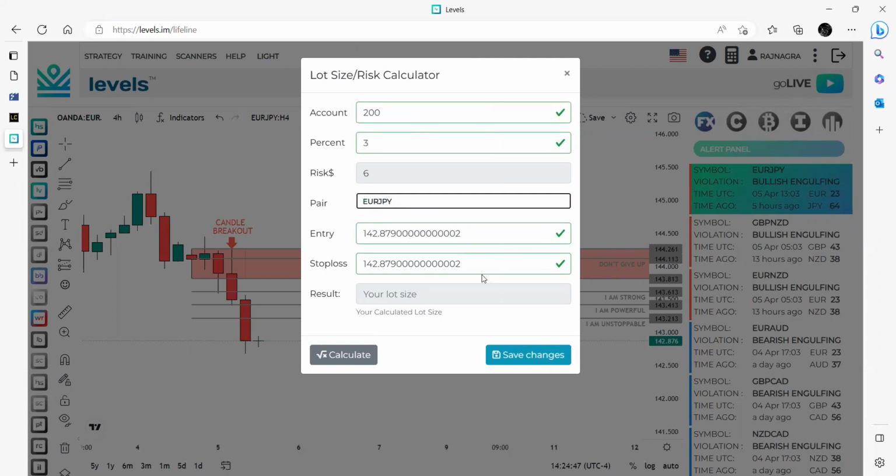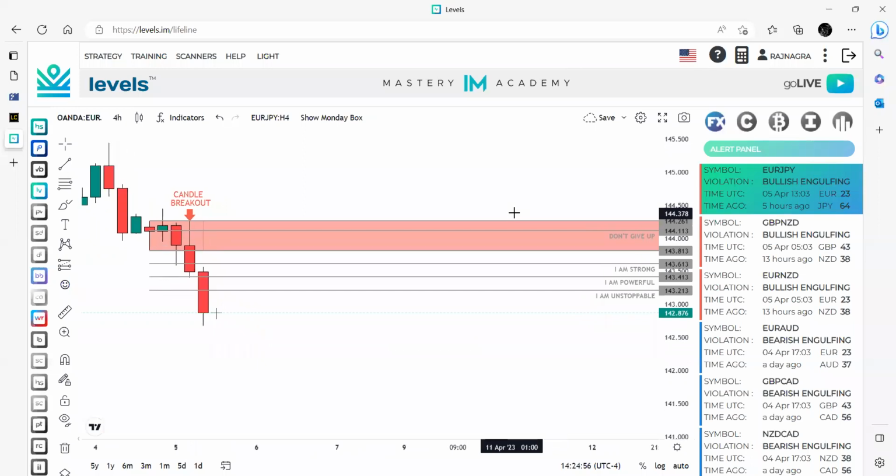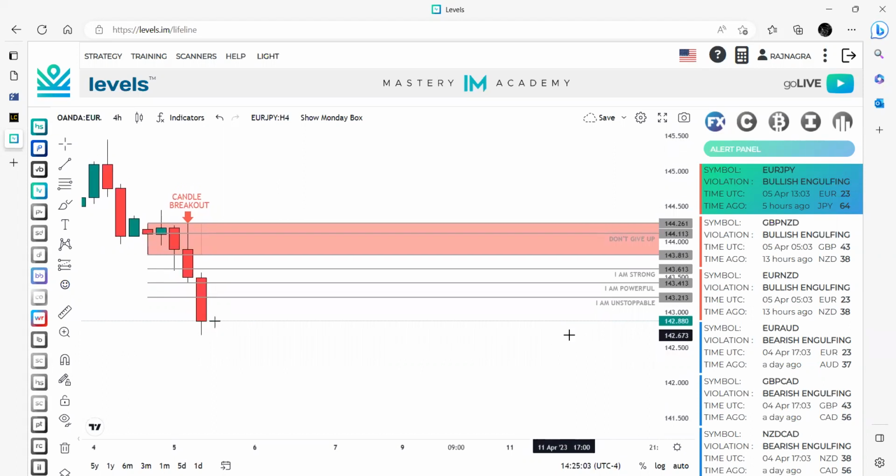So you just want to put these two numbers here. It's going to give you a calculation of what lot size to use. So you can use this and start to calculate if you wish to. And that is what we need to do. So those are the number two things that we need to do.